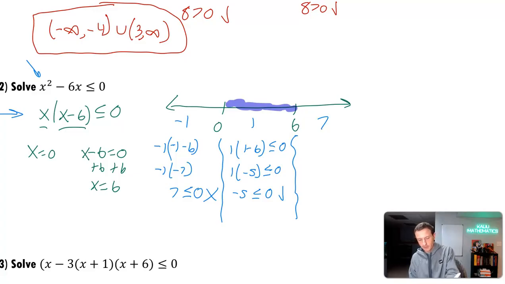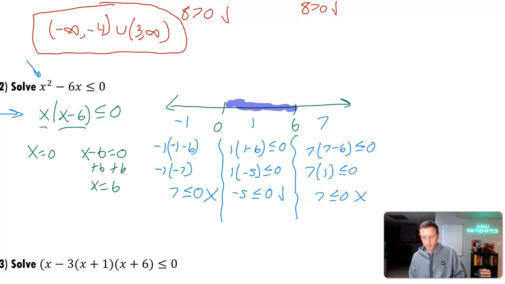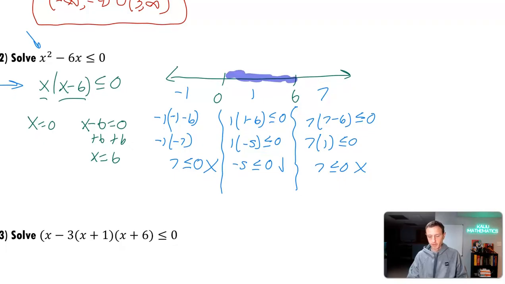And last region, 7. So 7 times 7 minus 6 is less than or equal to 0. 7 times 1, 7 minus 6 is 1, less than or equal to 0. 7 times 1 is 7, less than or equal to 0. That is false. 7 is a positive number. We want our numbers to be negative. So the only region that works is between 0 to 6.